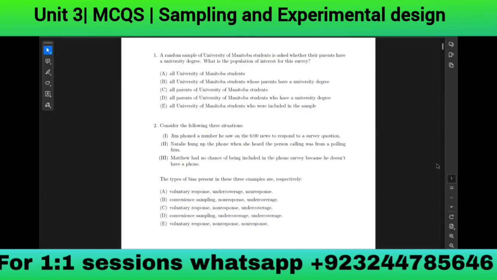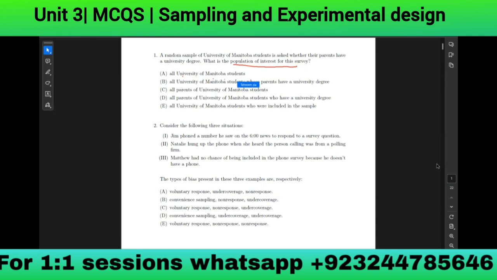So multiple choice question one for unit number three is saying a random sample of University of Manitoba students is asked whether their parents have a university degree. What is the population of interest for this survey? So we need to find out what the population is for this survey in which the students were asked whether their parents have a university degree or not. So all University of Manitoba students, so what is the population?